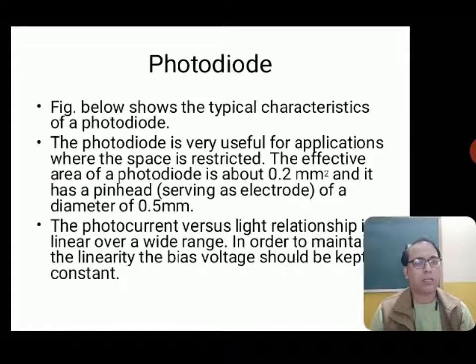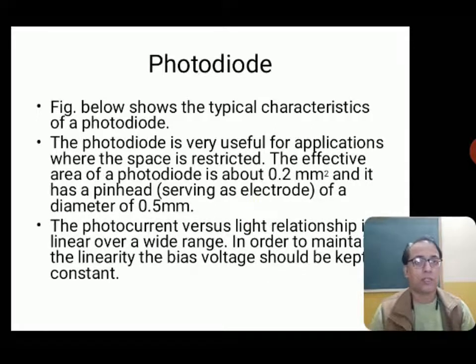Photodiode is applied where we have an area restriction. If we want to deploy a phototransducer in a small area, the best option is the photodiode, because the effective area of a photodiode is about 0.2 millimeters square. It's quite small, almost a pinhead, like an electrode of diameter 0.5 millimeter. So it is very helpful when you have to implement it in a small area.